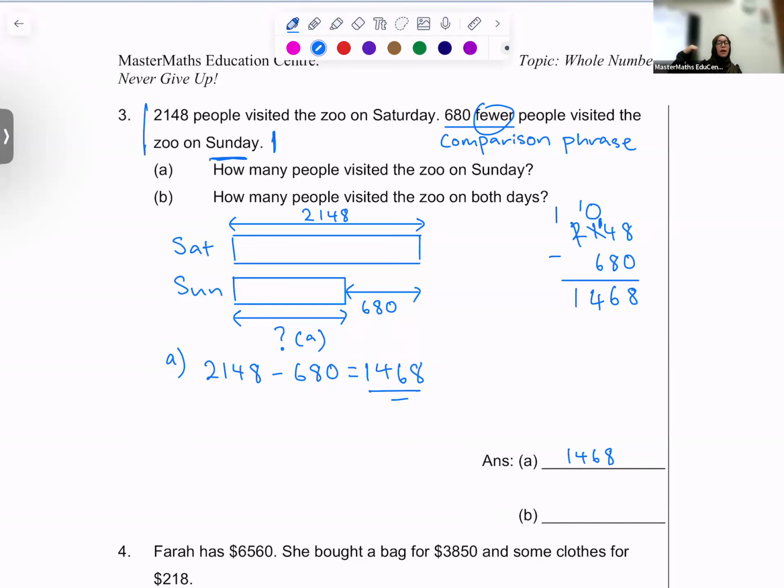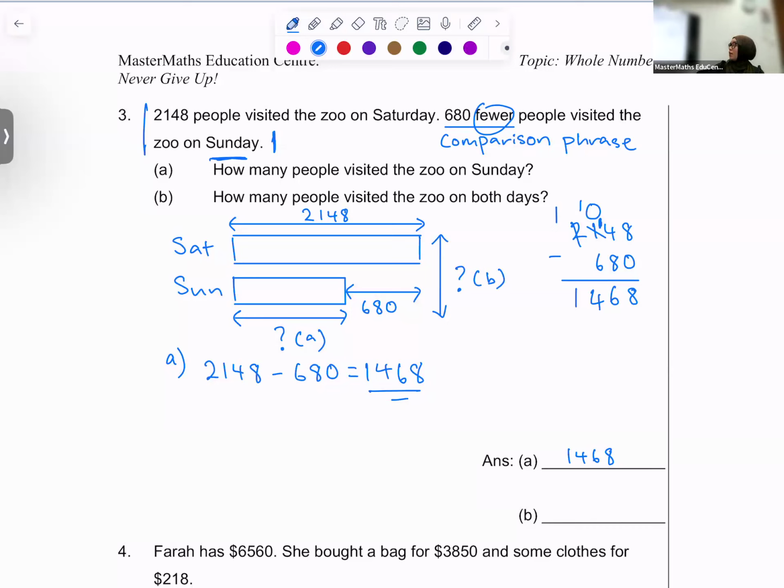Please, everyone knows how to do part A? Okay, great. Next, part B. How many people visited the zoo on both days? What do we do to find out how many people visited on both days? So we're actually looking for this part. From here to here, this is our question mark for part B.